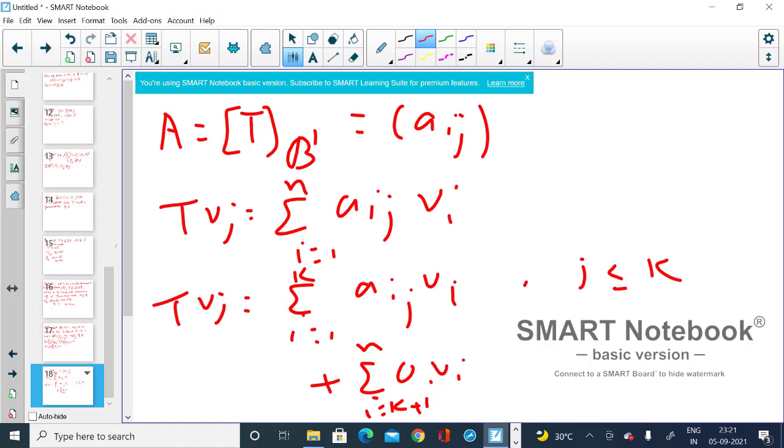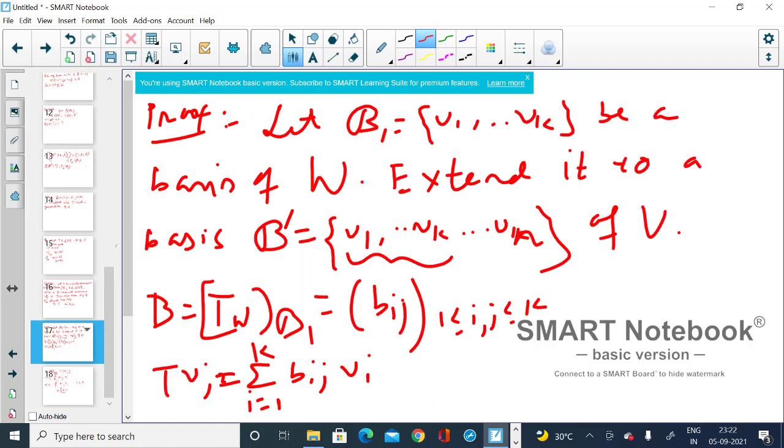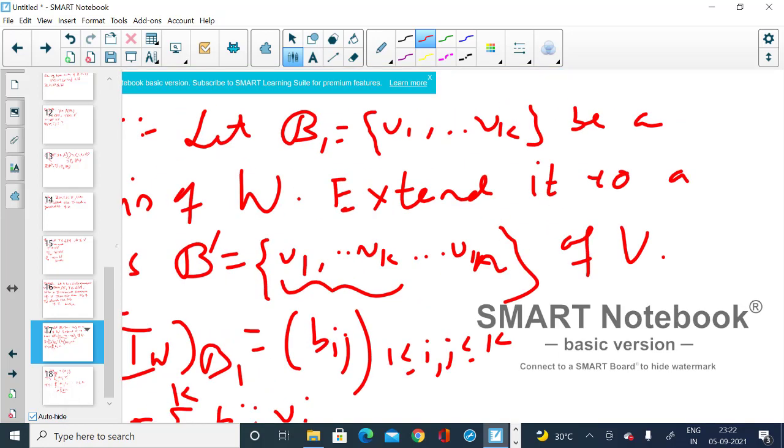So what does that mean? That means for the first k columns, you have a special kind of columns. In the columns you have some non-zero elements, then zeros. But the values of T on vj's are the same on W. This is also the same value. But what is the difference here? The difference is that these b_ij's are then a_ij's.